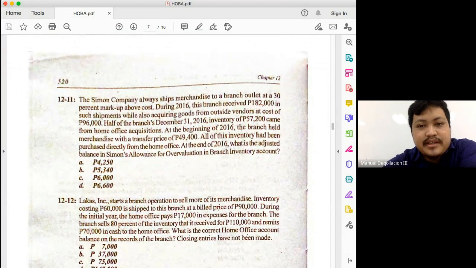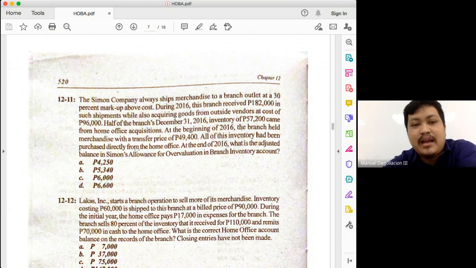12-11, at the end of 2016, what is the adjusted balance in Simon's allowance for overvaluation in branch inventory account? And again, it's important for me that you always remember what it means if you are asked to solve for the adjusted balance of the allowance account. So if the question asks for the adjusted balance of the allowance, that simply means you are being asked to determine the markup on the ending inventory of the branch. If you're asked for the adjusted balance, it simply represents the markup on the ending inventory of the branch.